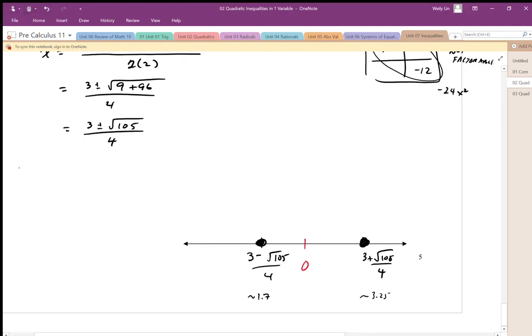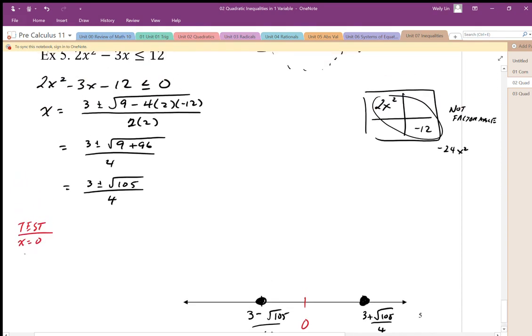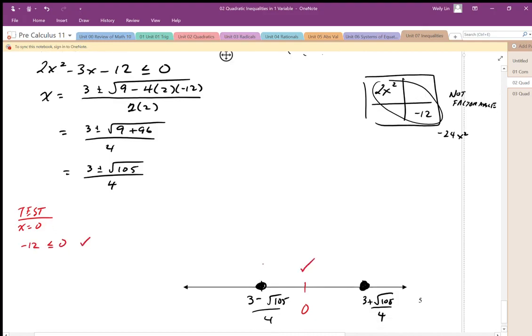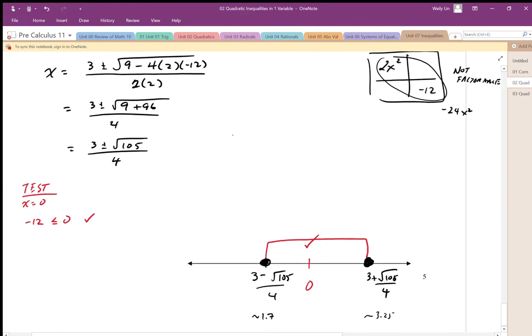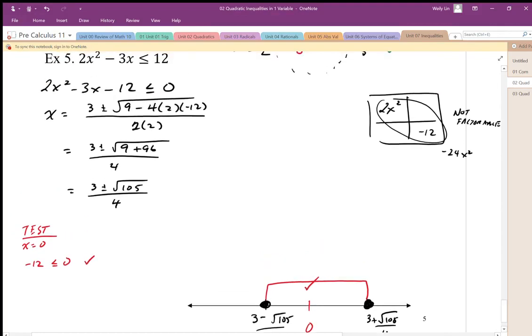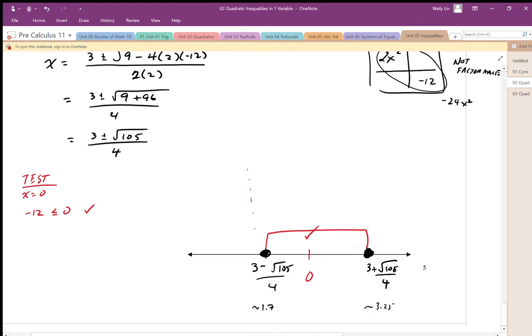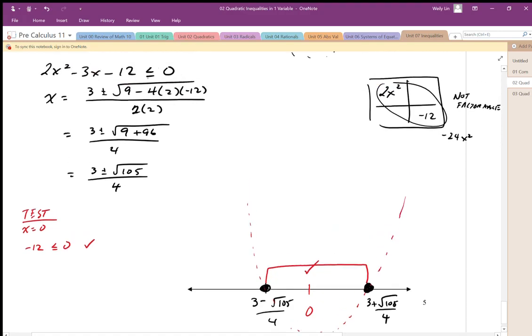So that's going to be my test number. I'm going to test x equals 0, and plugging that into my inequality, I'm going to end up with 0 minus 12 less than or equal to 0. Check, that is a perfectly good solution. So my solution region is going to be here. Now, if I think of what this graph is going to look like, it is a parabola facing up. I've got my zeros. So my solution region should be below the x-axis, less than 0. That less than indicates that it's below. This is a region that is below, so that's where my solution set is going to be found, in between the two zeros.